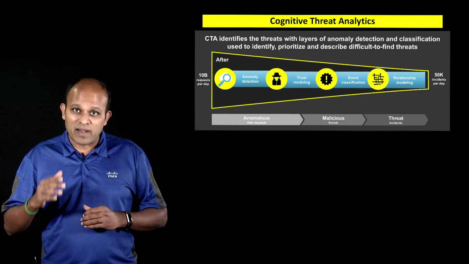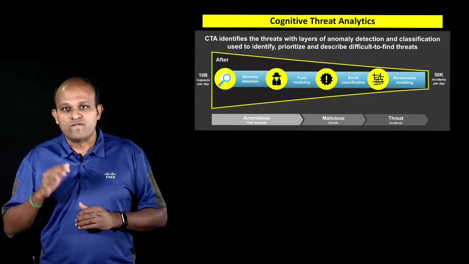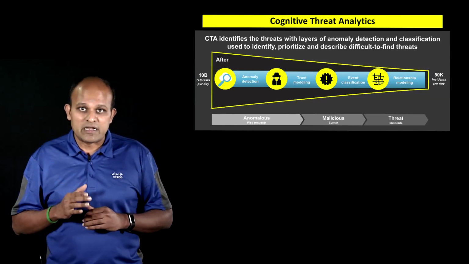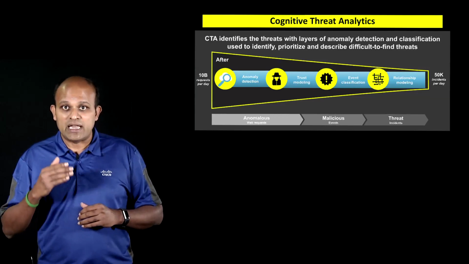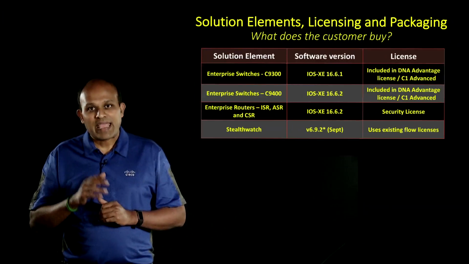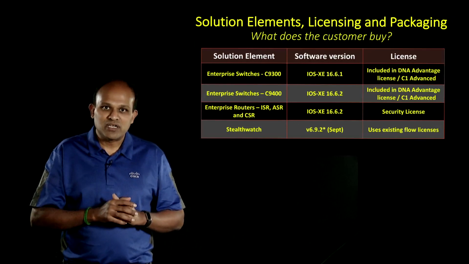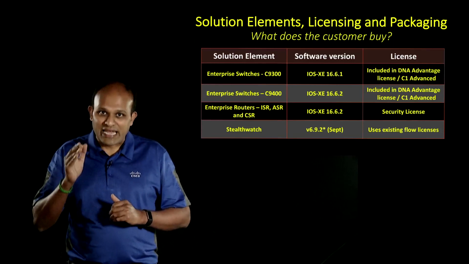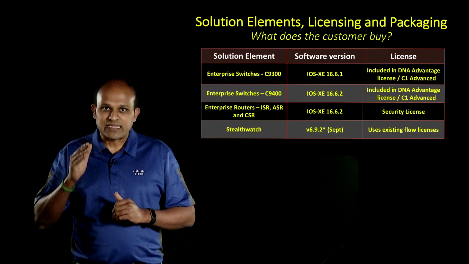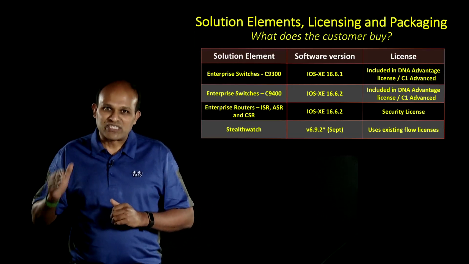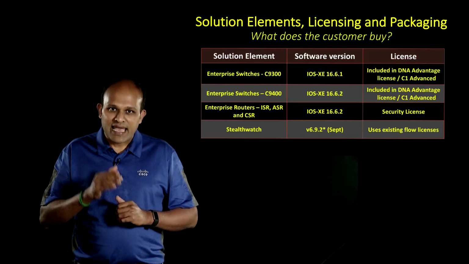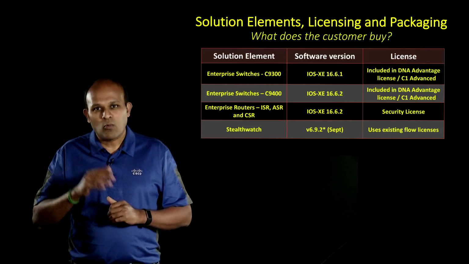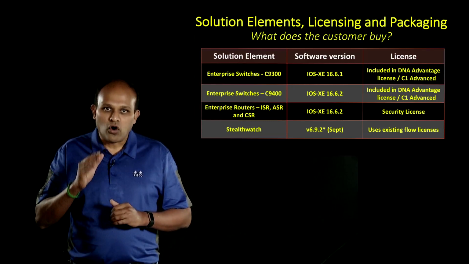Now, it does this by applying machine learning and statistical modeling for encrypted traffic analytics to enhance NetFlow analysis. Cognitive analytics can learn from what it sees and adapt to changing network behavior over time. ETA was launched on the Catalyst 9300 with IOS XE version 16.6.1. It's now available on the Catalyst 9400, ISR, ASR, and CSR portfolio in IOS XE version 16.6.2. It is available as part of the DNA Advantage license level on the Catalyst 9300 and 9400, while it is part of the security license level on the routing platforms.